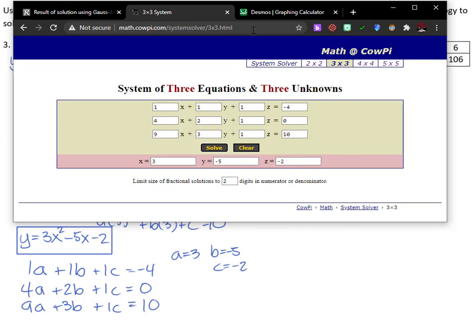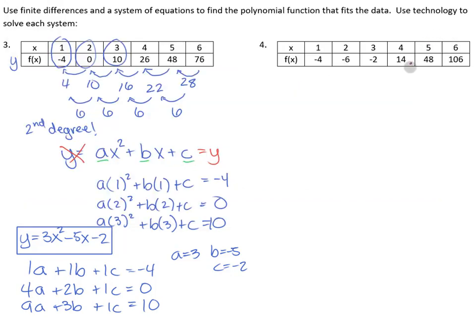So a different website. I'll link this one. Maybe you like this version better. They're roughly the same, and you can see up here it's got different size matrices or systems to solve. All right, let's try number 4, see what we get.